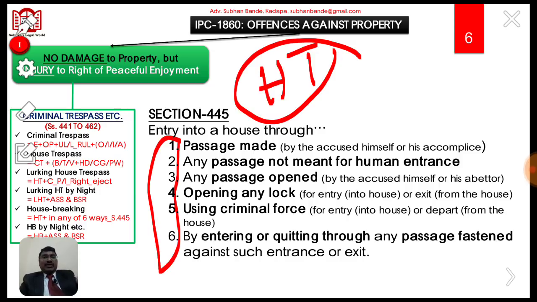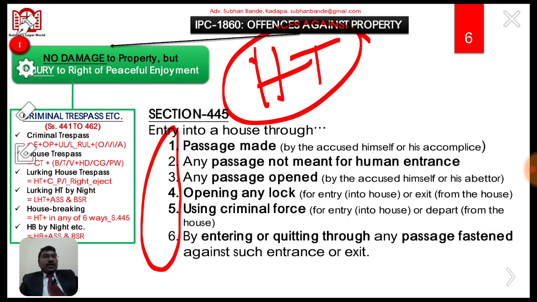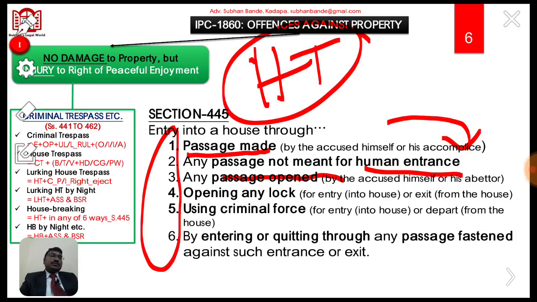It's the most aggravated form when compared to the previous offences under category 1. House trespass through any of these 6 ways. In order to commit a house trespass, he must enter into the building, tent or vessel through a passage made by the accused himself or by his accomplice, some co-accused. If the accused enters into the house through any passage not meant for human entrance, not through the wall, not through the door or fences.